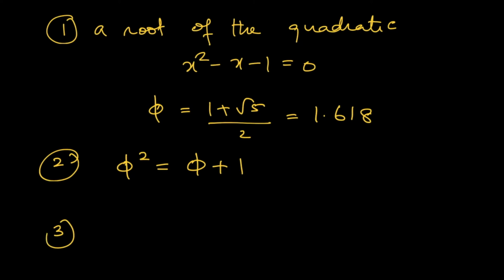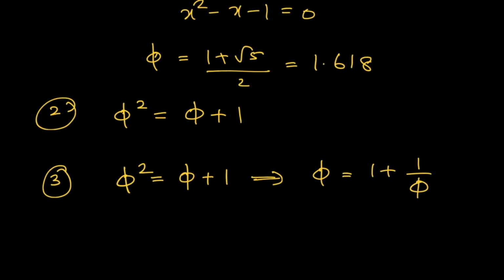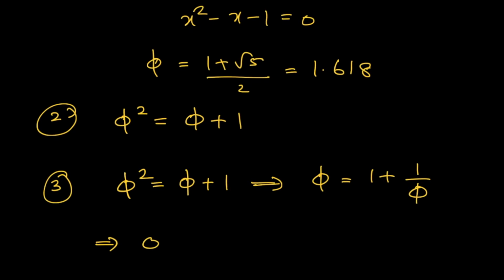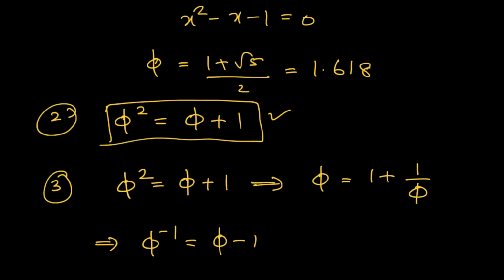And the third property: phi square is phi plus 1, so if you divide it by phi, we have phi equal to 1 plus 1 by phi. So from this we have phi inverse equal to phi minus 1. So this is one interesting property: phi square is equal to phi plus 1, and phi inverse is equal to phi minus 1.